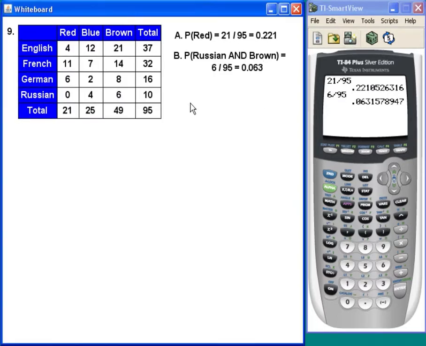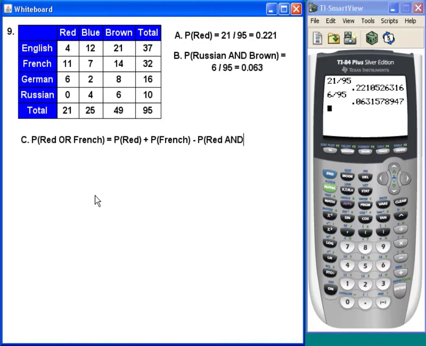All right, part C. The probability that the book has a red binding or a French author. So let me bring this one down here. So the probability of a red binding or a French author. Now, according to our rule set here, the probability of a red book binding or a French author is the probability of the first event, probability the book is red, plus the probability of the second event, French author, minus the probability of them happening together.